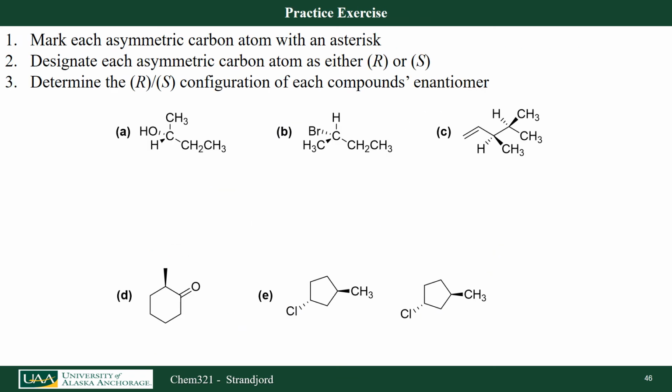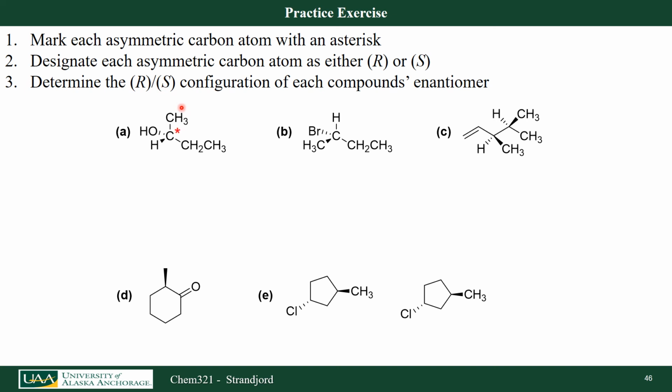Okay. Let's do a practice exercise again. Let's go ahead and mark each asymmetric carbon with an asterisk. Then let's designate the asymmetric carbon as either an R or an S. So we have to do prioritization of all the ligands. And then we're going to determine whether it's R or S by going clockwise from 1, 2 to 3 or counterclockwise.